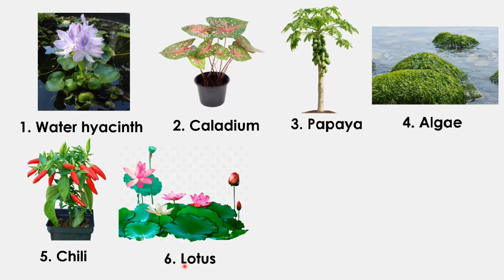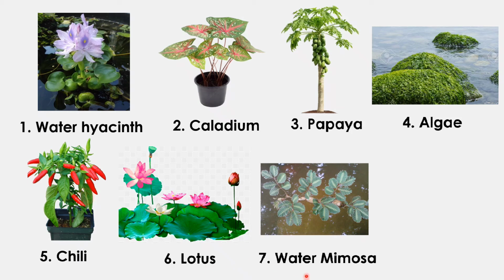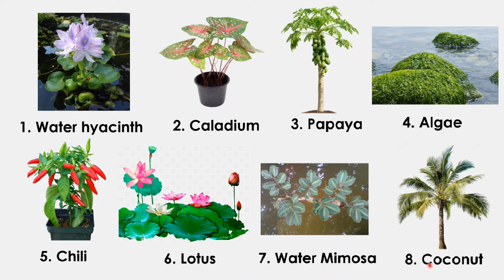Number 6, we have lotus. Number 7, we have water mimosa. And we have number 8, we have coconut. Now your task is you have to identify which of these 8 plants grow in the water and which plants grow in the land.